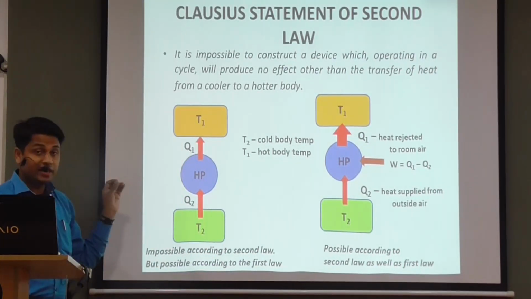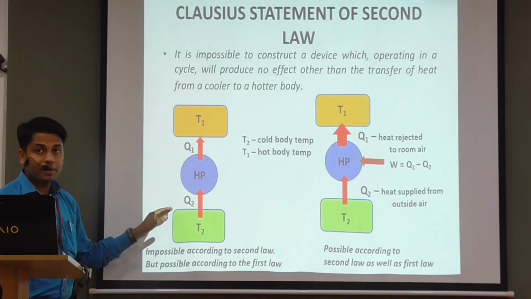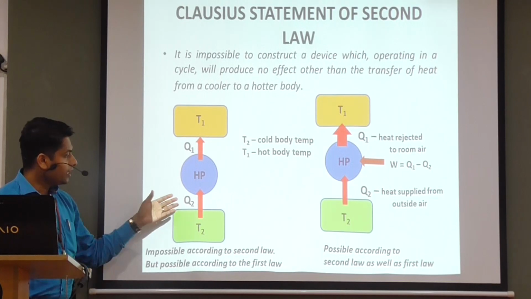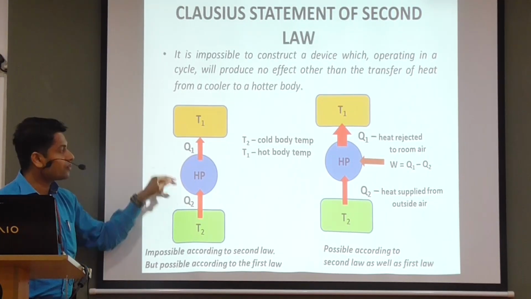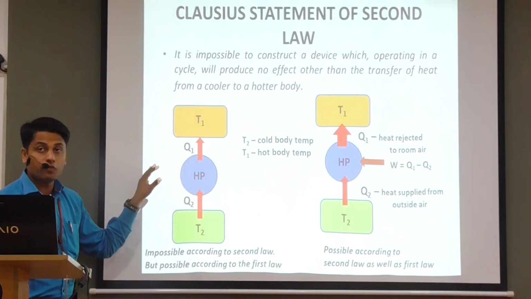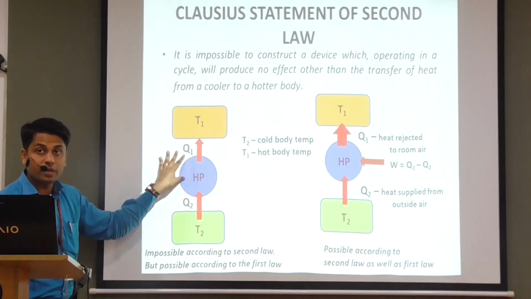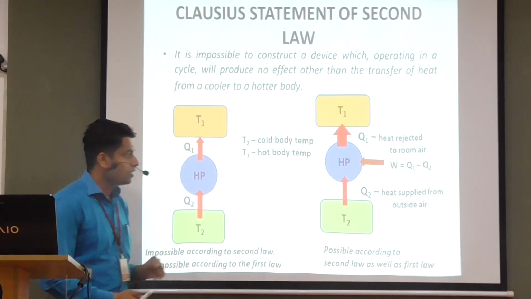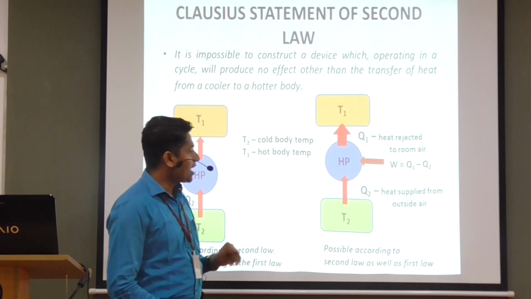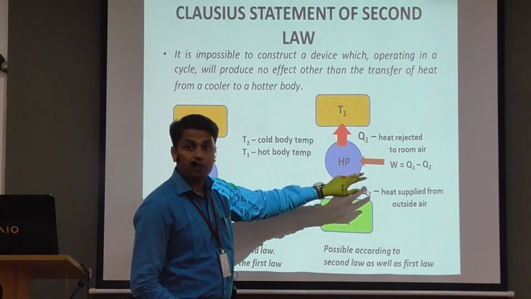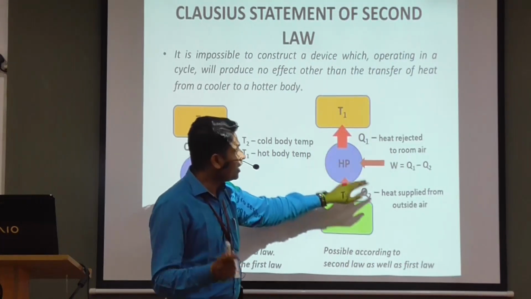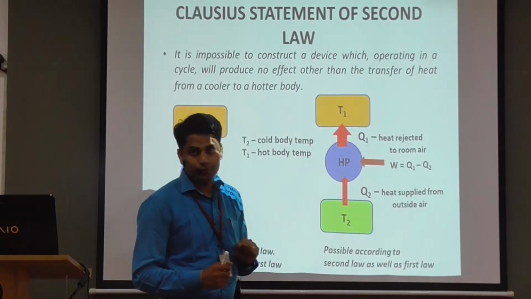That is, in these diagrams, the first diagram is impossible according to the second law of thermodynamics, as here the heat from a low temperature reservoir is transferred to a high temperature reservoir without external work. So this is impossible according to the second law of thermodynamics. And the second diagram shows that the heat is transferred from the low temperature reservoir to the higher temperature reservoir only because of the external work W.